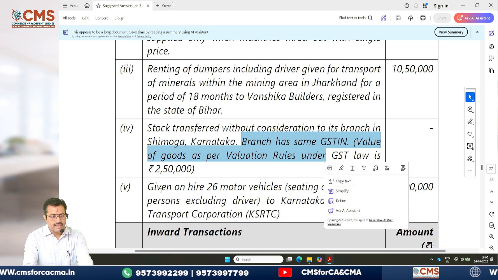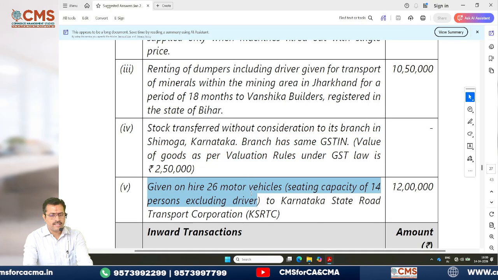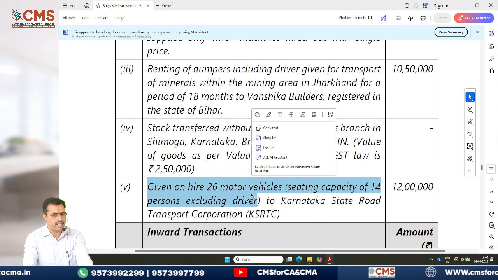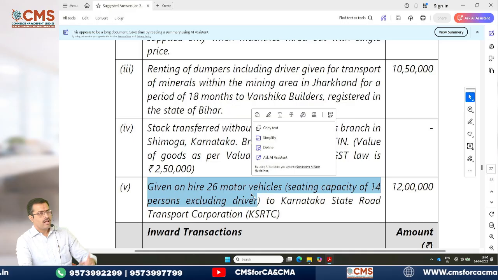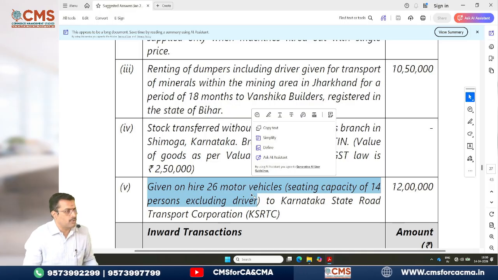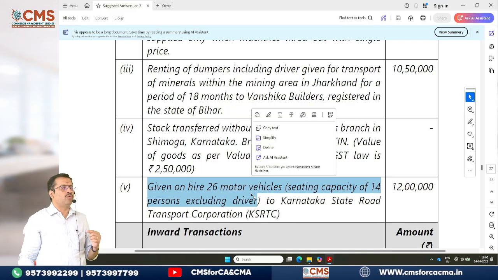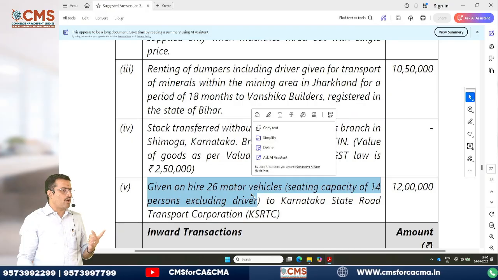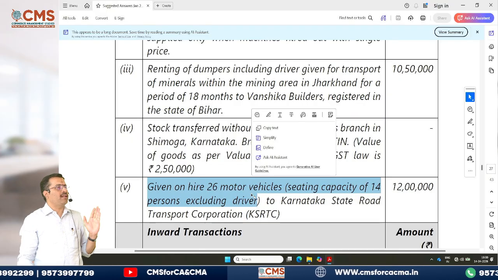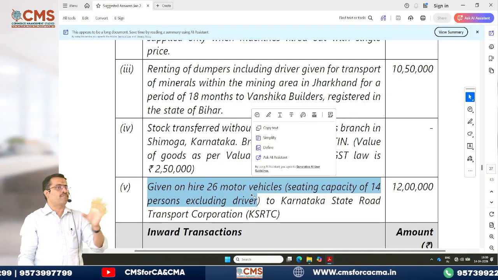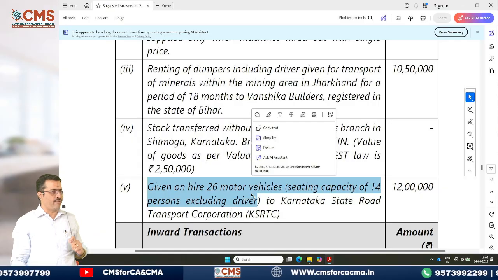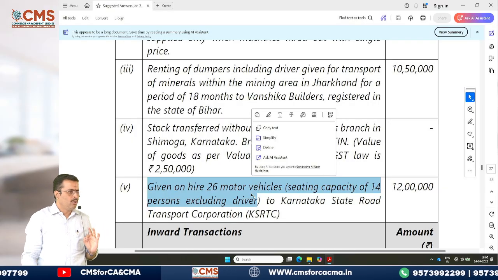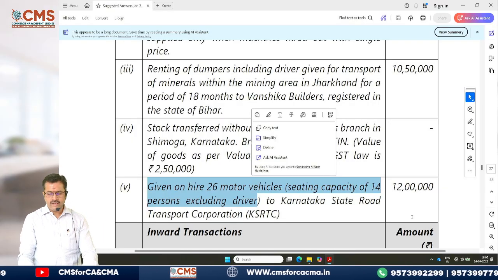Next, given on hire 26 motor vehicles, seating capacity of 14 persons, excluding driver, to Karnataka State Road Transport Corporation. My dear, hiring of vehicles to a Road Transport Corporation with a minimum of 13 passengers is completely exempt from GST. It is there in our exemption section. So that also will not be liable to GST. Clear? And now, inward transactions.